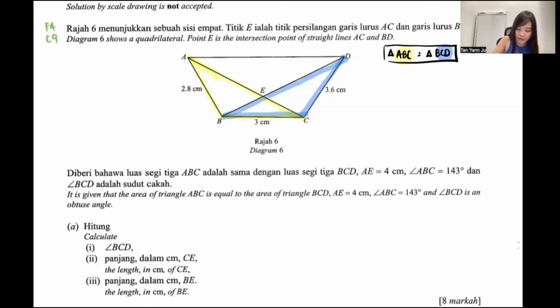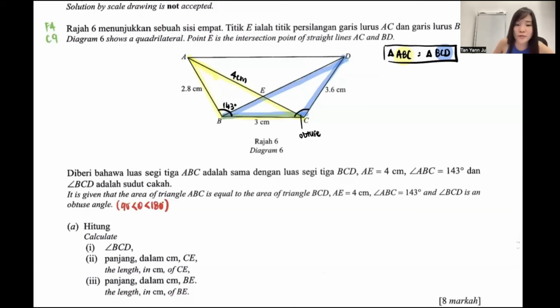Okay. Let me update it. AE is 4 cm. And then ABC is 143 degrees. Anything else? Oh, BCD. BCD is an obtuse angle. Obtuse means what? More than 90 degrees, less than 180 degrees. Okay, very basic thing. Let's start from the first one.